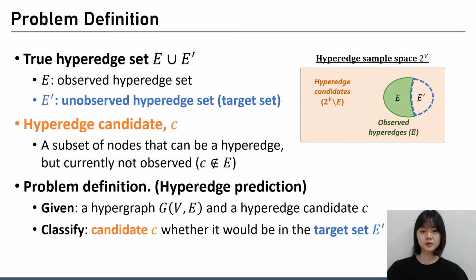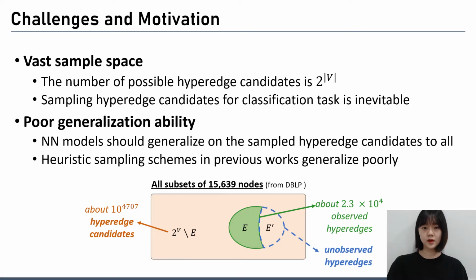Consider the hyperedge sample space in the figure, which is composed of all potential subsets of nodes. What we're interested in here is whether a given hyperedge candidate from this orange area would be in the blue dashed area, which we call our target set. However, the sample space of hyperedge candidates is vast. Specifically, the size of the sample space is 2 to the number of nodes.